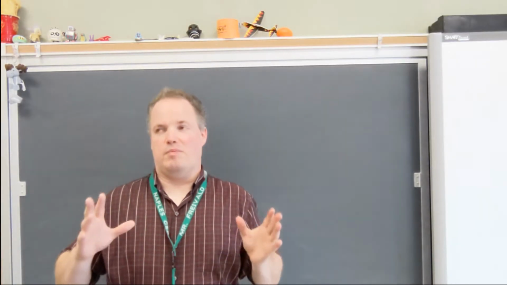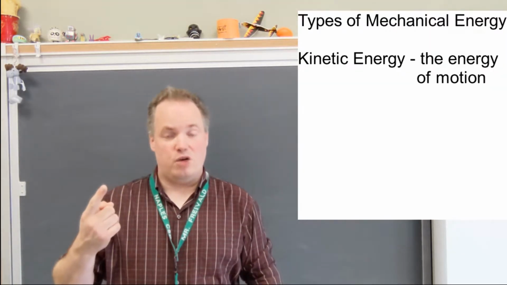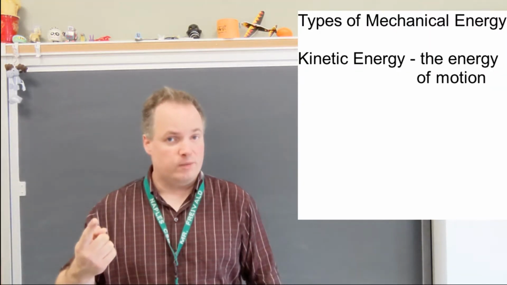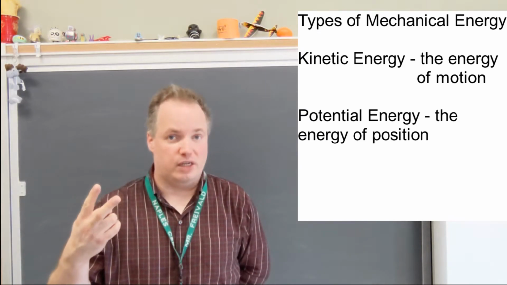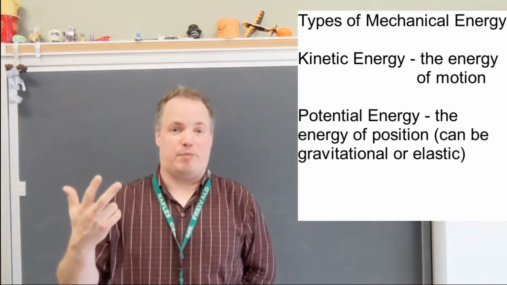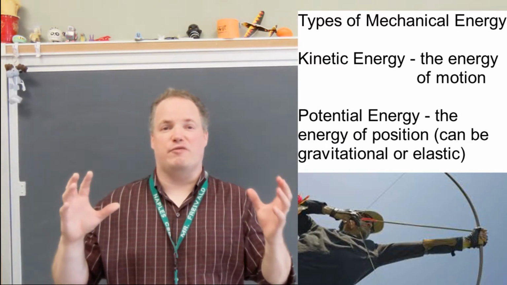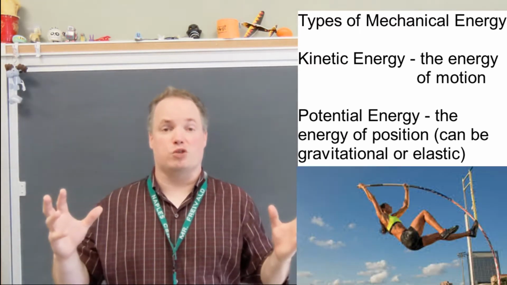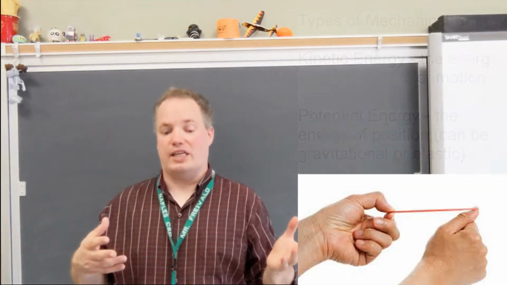In this portion of this class, we are going to focus only on mechanical energy. And mechanical energy comes in three types. There is kinetic energy, which is the energy of motion. We have potential energy, which is the energy of position. And we have elastic potential energy, which is the energy stored in any object that has been deformed and wants to return to its original shape, like a rubber band or, especially in this class, a spring.